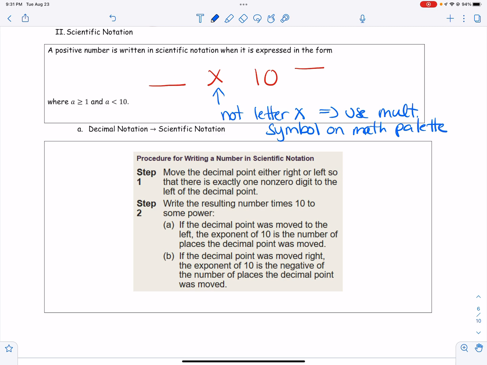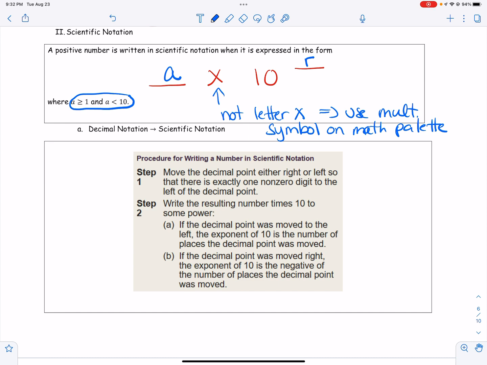So you have a number that's going to go here. That number we call A, and we have an exponent that's going to go here, and that number we call R. Now, A has a restriction on it. It has to be greater than or equal to 1, but it has to be less than 10. And then R is going to be an exponent. It's either going to be a positive exponent or a negative exponent.